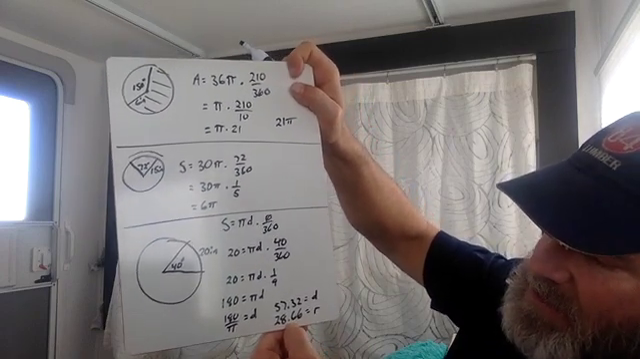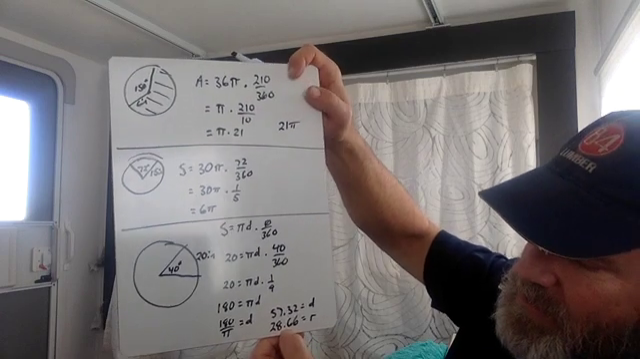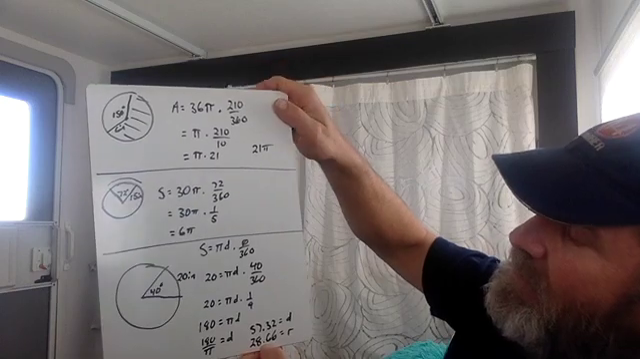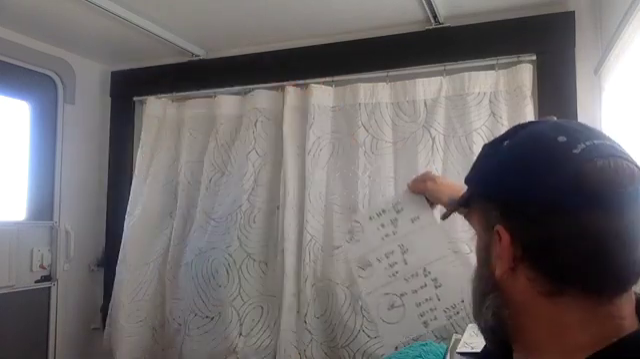And I think this one actually, the homework said to round your answer to the nearest tenth. So 28.7 would have been the correct answer on that one.